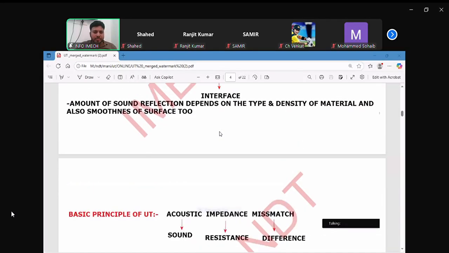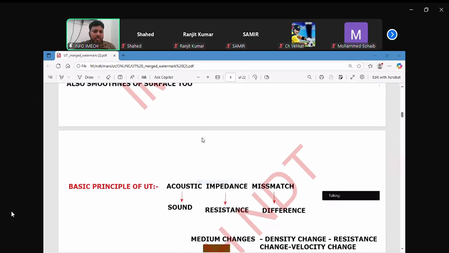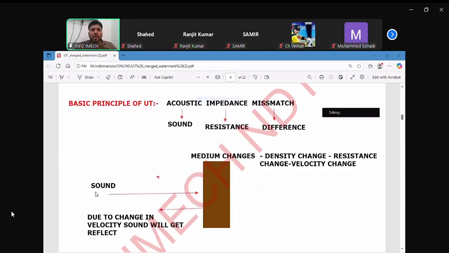Next, the basic principle of ultrasonic sound: acoustic impedance mismatch. What is this? Acoustic means sound. We already discussed that sound is a mechanical vibration, and the types of sound. Impedance means resistance, which means opposing force. Mismatch means difference. It is a simple concept. In ultrasonic testing, you are sending sound through one medium, whatever it is. Sound is going with some velocity. Suddenly a different medium.